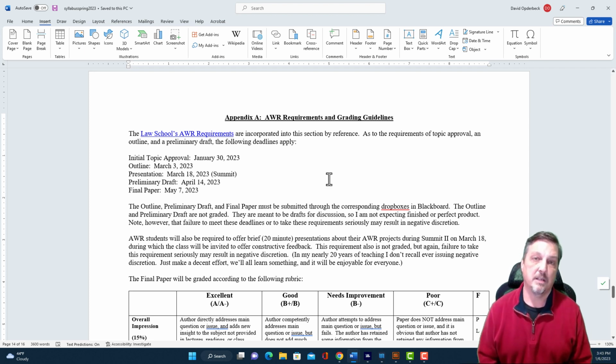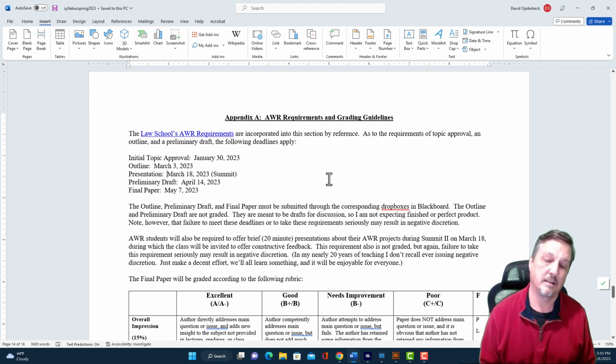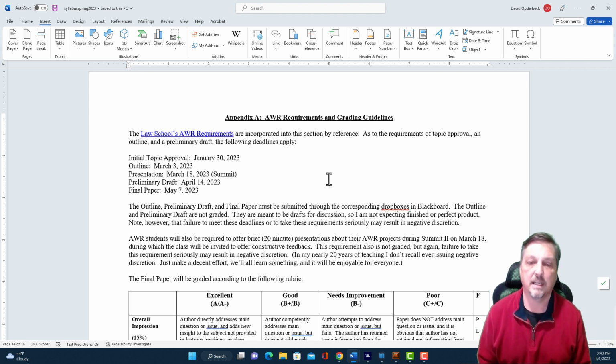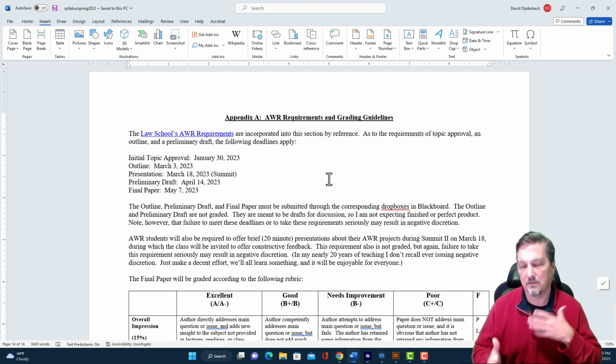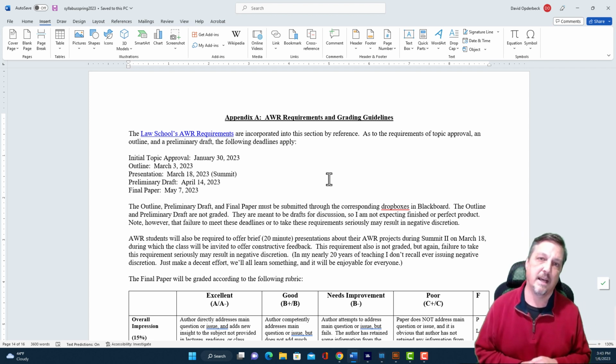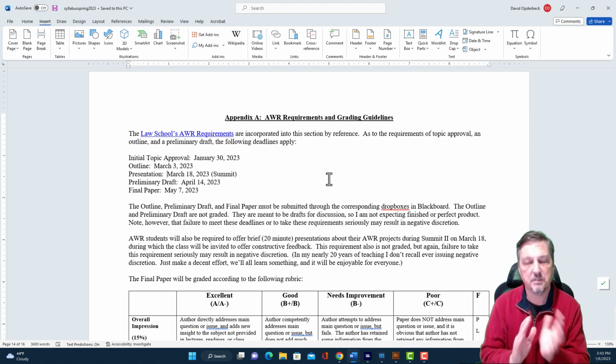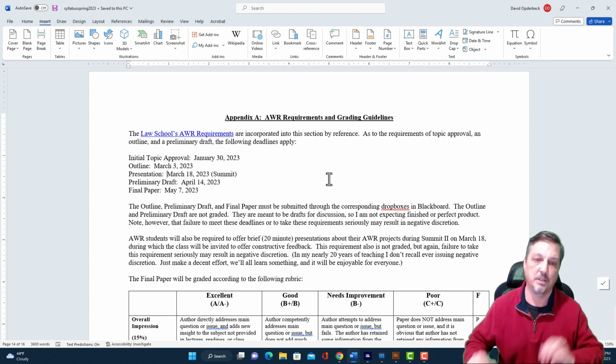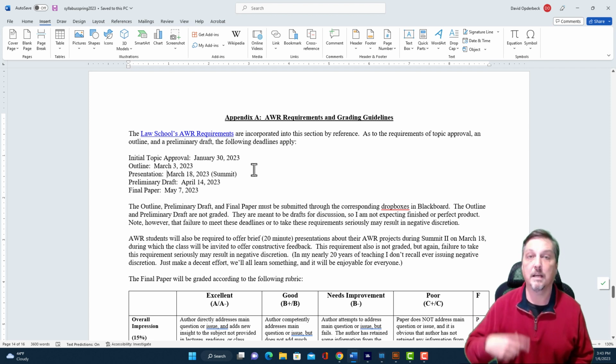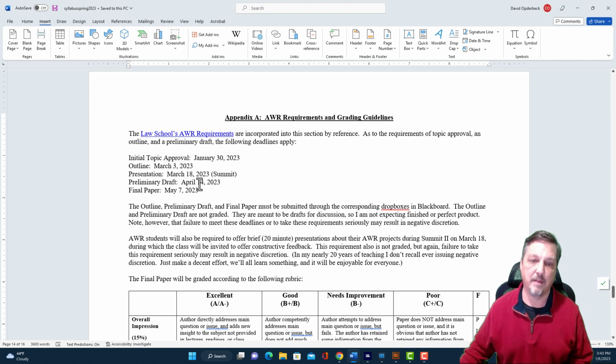At Summit number 2 on March 18th, a good part of that summit is going to be taken up with presentations by those of you doing the AWR papers. You have about 20 minutes, do some kind of PowerPoint or something like that. It's meant to be, here's some work in progress. It's really a workshop, and it gives the rest of us in the class, including the non-AWR students, the opportunity to learn from you and also the opportunity to give you some feedback.